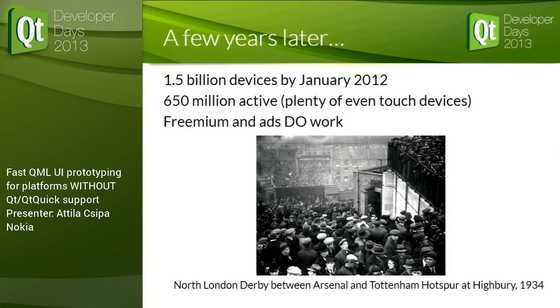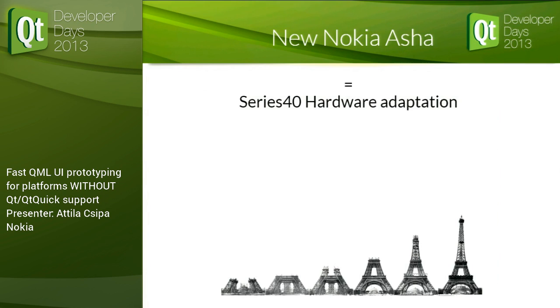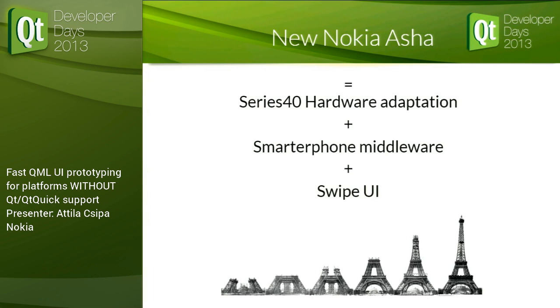We know that freemium and ads do work on this platform. Time has passed, and the world has changed. We develop software very differently, and the Asha platform itself changed a bit. So what happened in this world? The Series 40 hardware adaptation got a SmarterPhone middleware slapped on top. By the way, SmarterPhone was developed by the same people who founded Trolltech and Qt back in the day. And there is a swipe UI on top of that, which is the familiar UI from the Nokia N9, for example. So it looks very much like it.